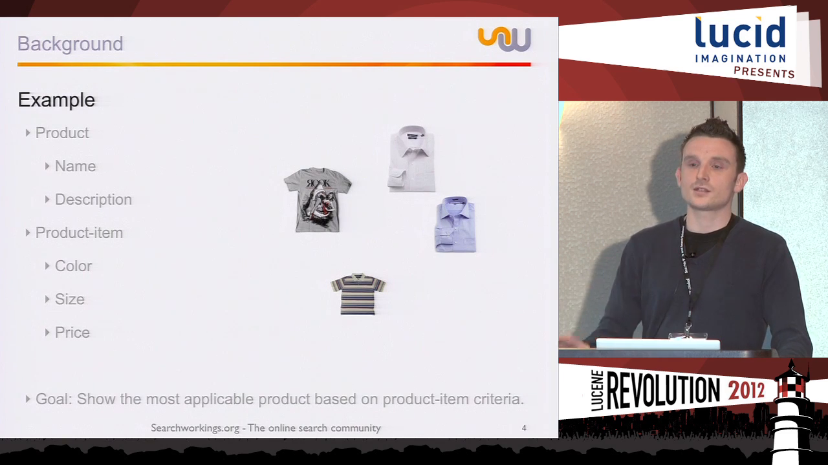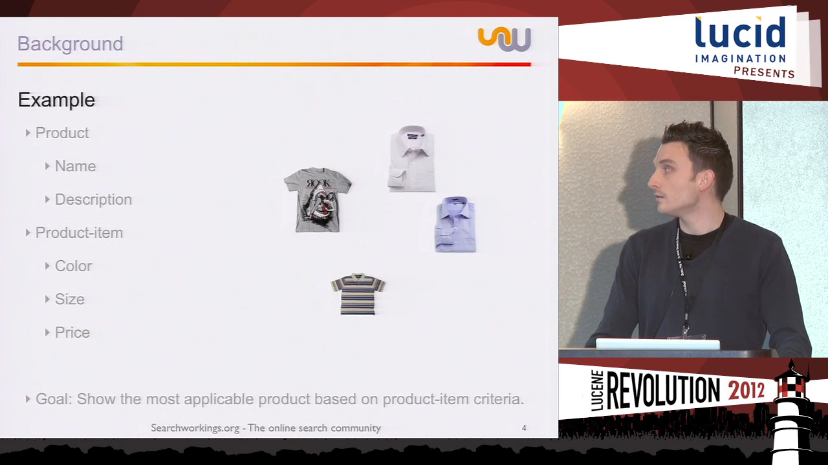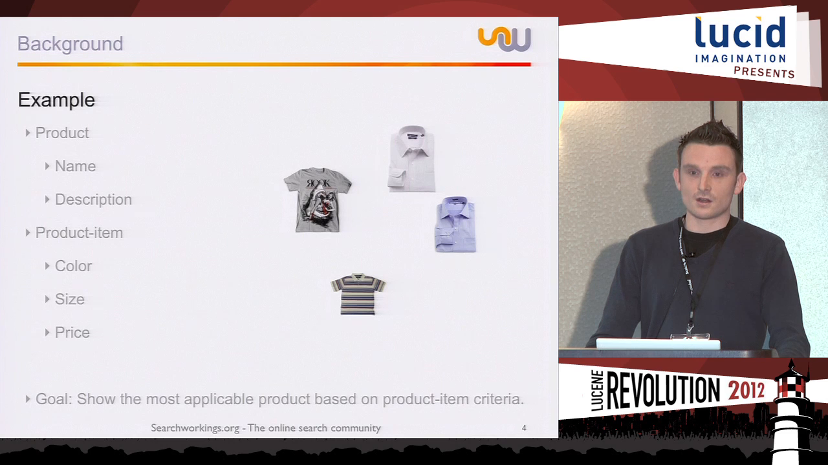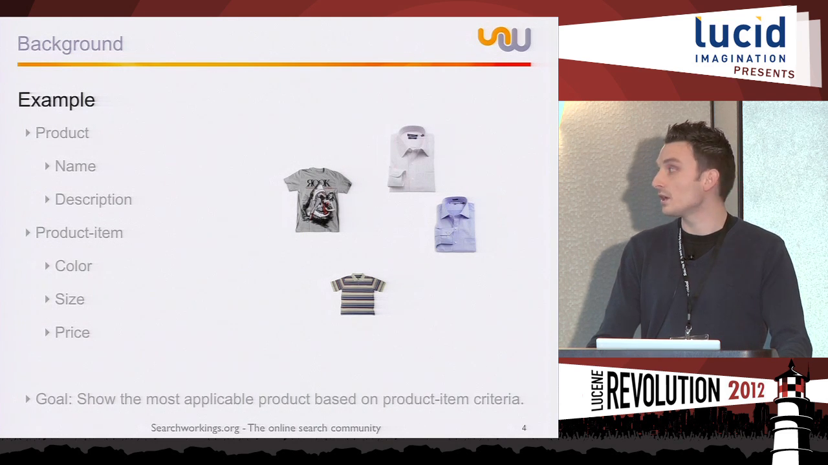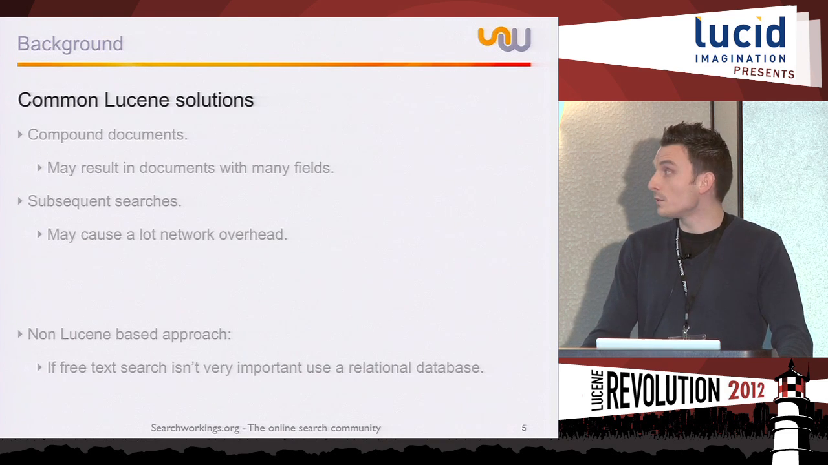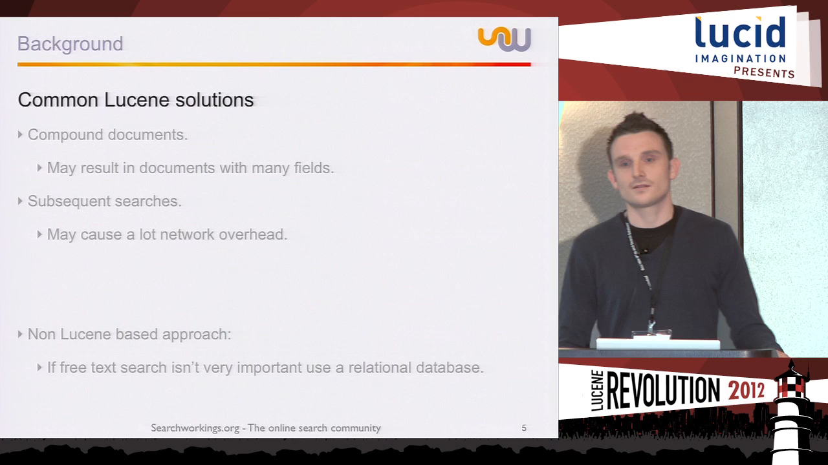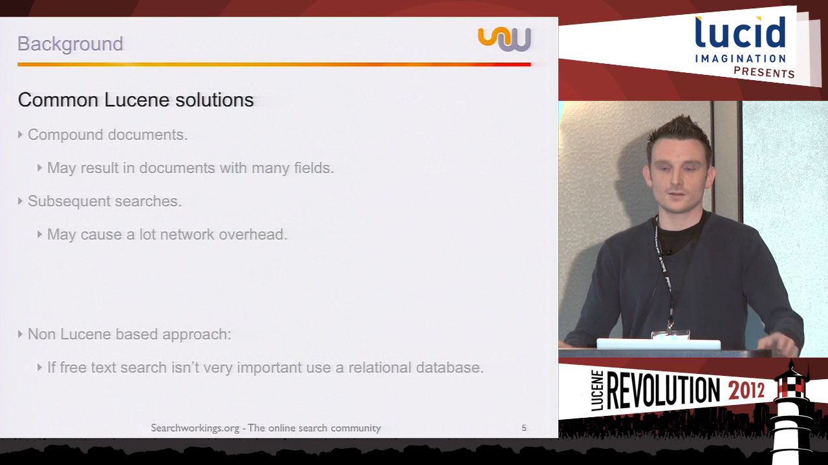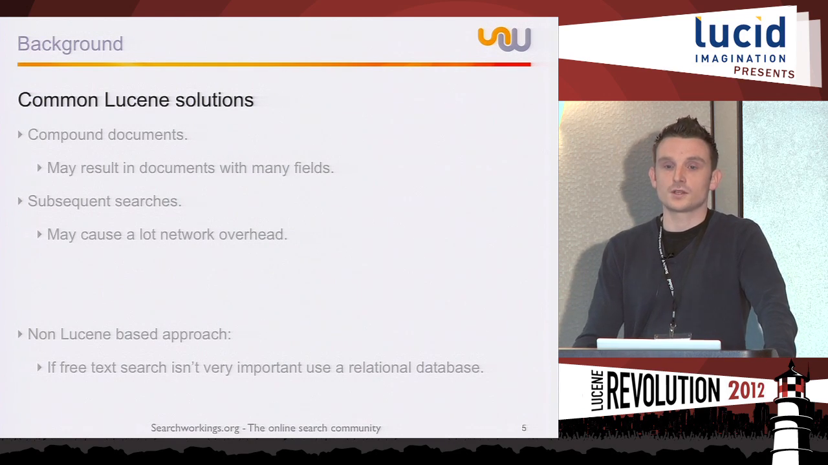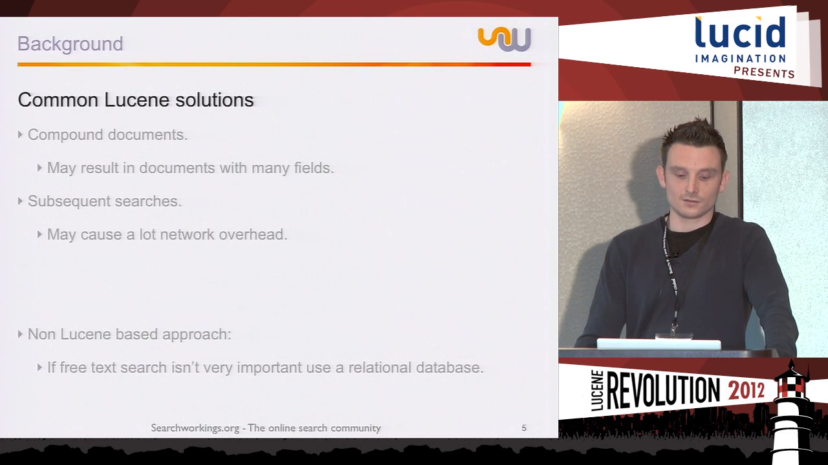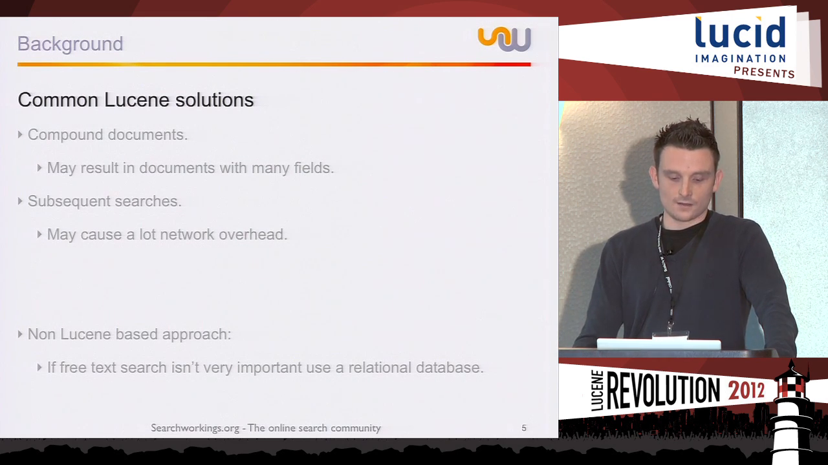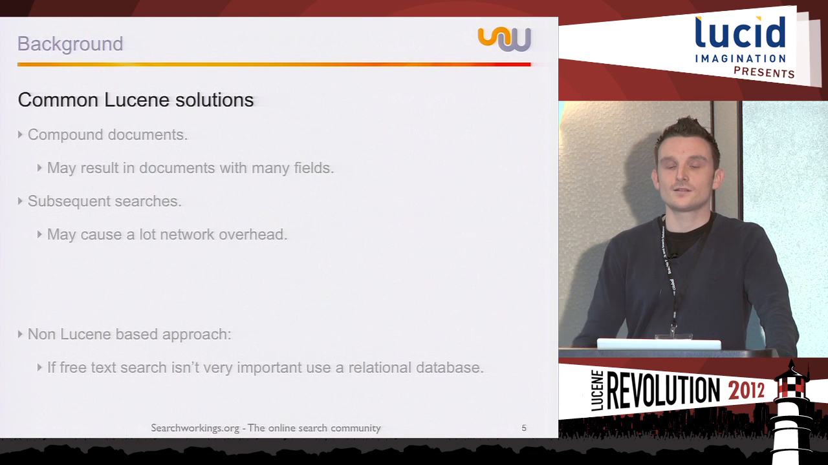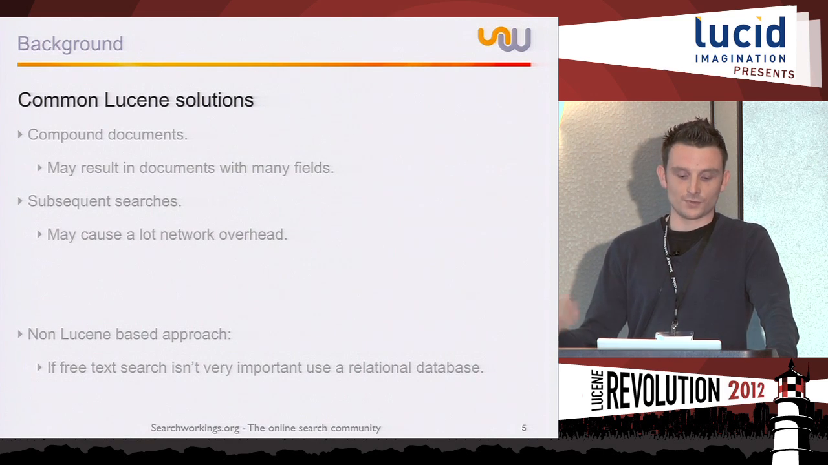The question is, how do we model this? What is the document granularity for this, and so on? There are a number of solutions you can go for. The most common solution with Lucene is to create compound documents, basically putting all the product items in with the product in one document, or store them separately, but then do subsequent searches. Both have some pros and cons. For example, with subsequent searches, you can end up doing many subqueries and having a lot of overhead from these queries, for example network overhead.